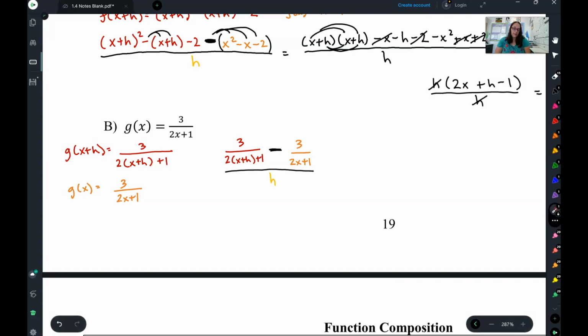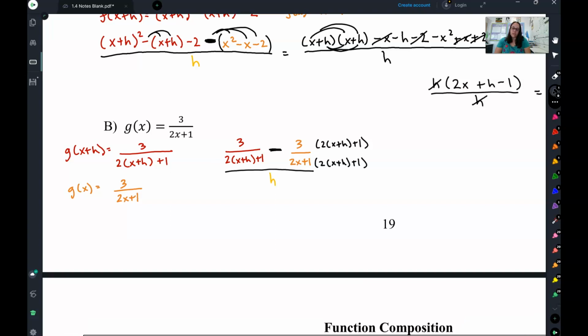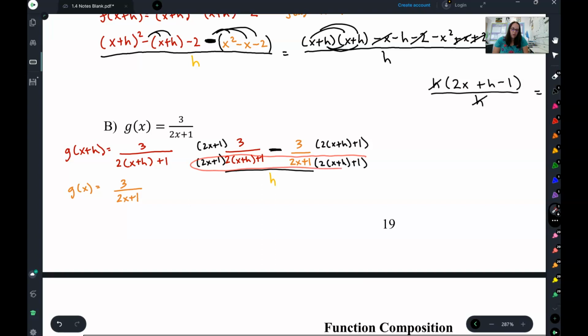So, that means I need a common denominator here. One of the easiest ways to get a common denominator is to multiply by the denominator of the other fraction. So this is the denominator of the other fraction. I'm timesing it top and bottom by it, so it stays balanced. And then I'm going to do this one, multiply by the denominator of the other fraction. And now you'll notice that their denominators are the same.